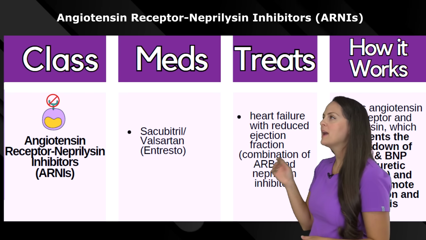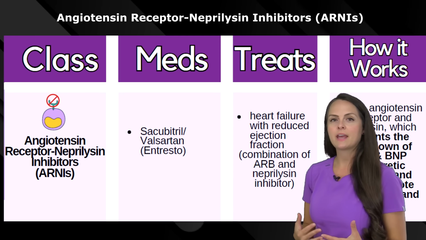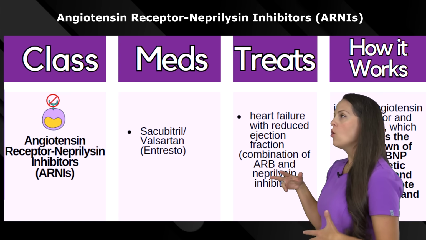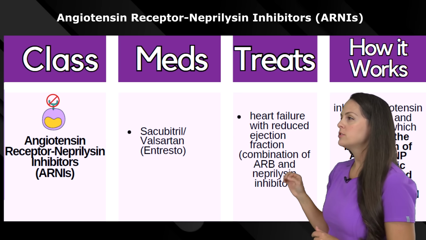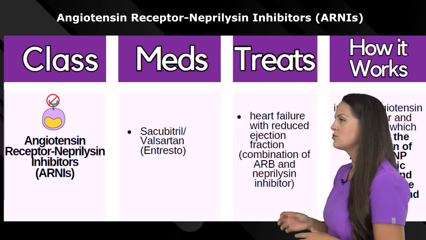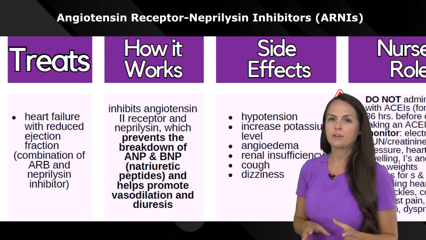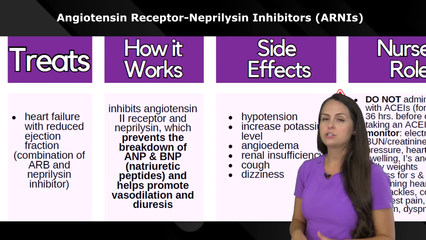And then lastly, we have angiotensin receptor neprilysin inhibitors. This class of medication includes a combination drug, which includes sacubitril and valsartan. The brand name of this medication is Entresto. And this class of medication is used to treat heart failure that has a reduced ejection fraction.